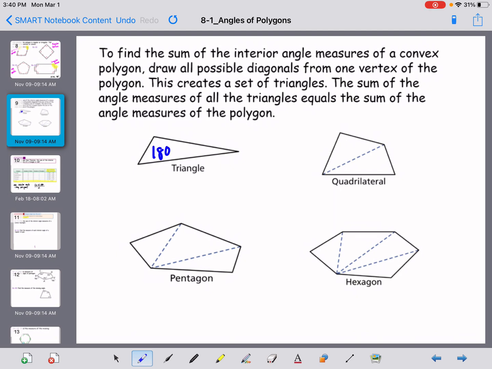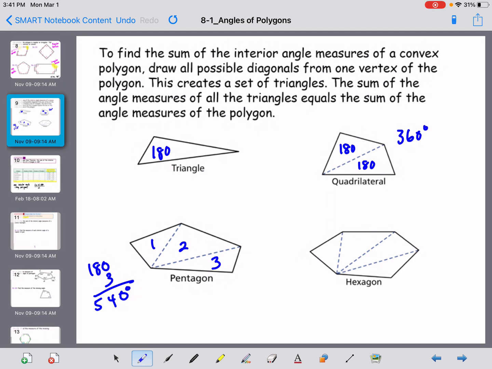It's 180 degrees. So in this quadrilateral, I have two triangles. This one's 180 and this one's 180. So if I added that together, I'd get 360. Now a pentagon has 1, 2, 3. So that would be 180 times 3. That's going to give me 540 degrees.